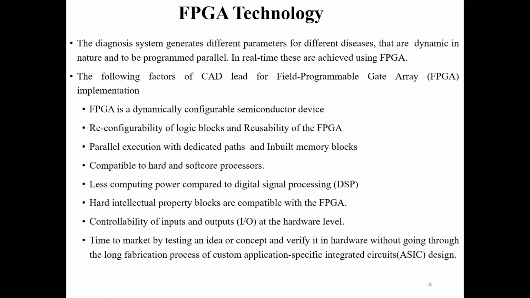hard core processors and soft core processors. See, in FPGA, you have the advantage of a soft core processor, like an embedded processor can be a soft core, and then you may use that soft core processor for your programming, and it makes your implementation so easy, and needs less computing power compared to digital signal processing chips. And hard IP, intellectual property blocks, are compatible with the FPGA.